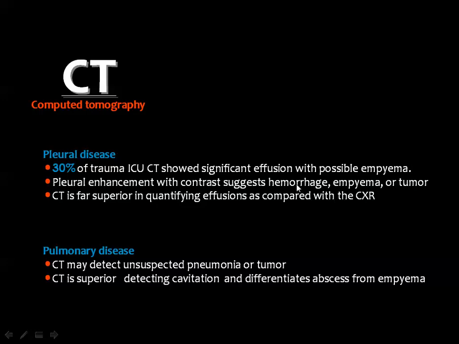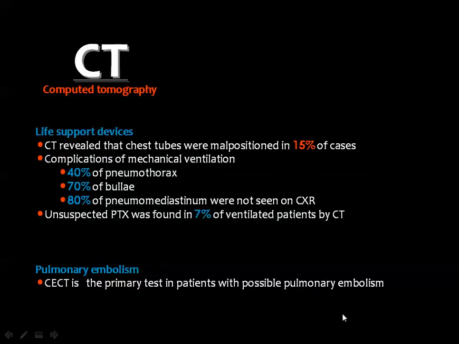Also, the detection of hemothorax, for example, and in cases of pulmonary disease, the detection of pneumonia or unsuspected small tumor that cannot be seen on the plain film. And CT also is superior in detecting cavities in the lung and differentiation between abscesses and emphysema. Then, in cases of the devices, CT has revealed chest tube malposition in about 15% of the cases, and they detect the complications of mechanical ventilation.